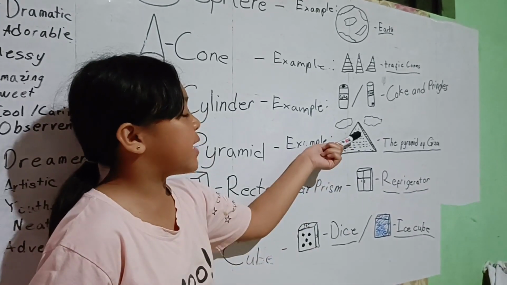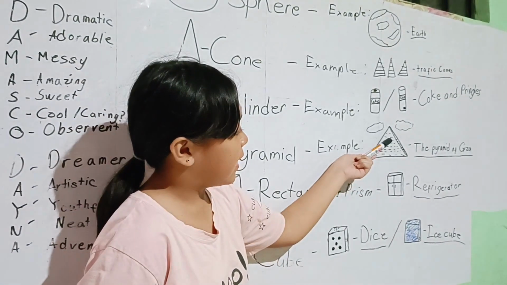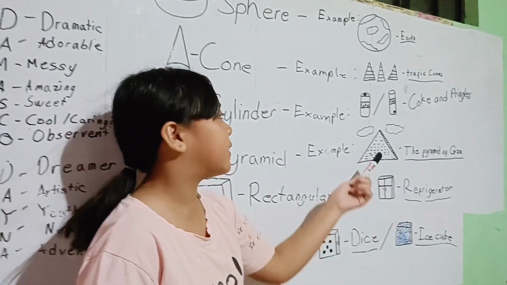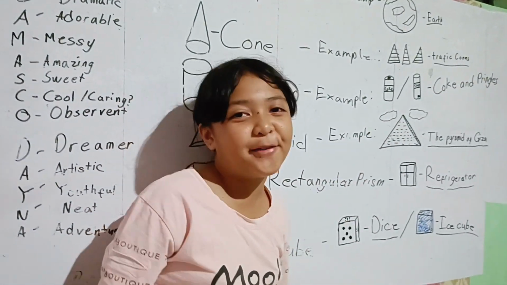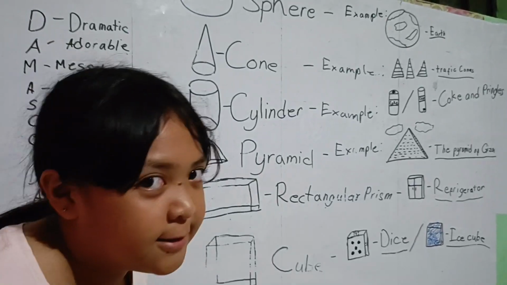And I just added some little details. This looks like eyes and mouth, like the clouds look like the eyes, and then the pyramid looks like the nose or the mouth. Anyways, let's go back to the lesson.